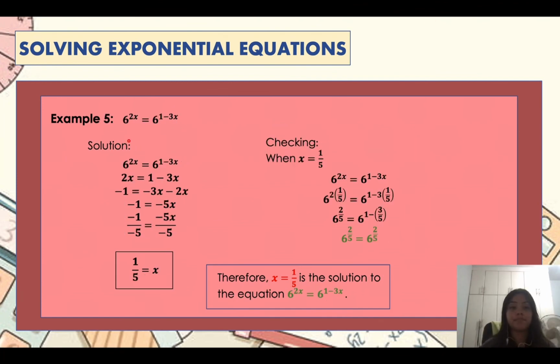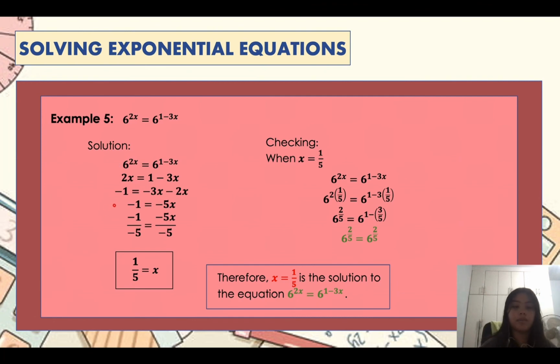Number 5. 6 raised to the power of 2x is equal to 6 raised to the power of 1 minus 3x. Since the base is the same, we directly bring down the exponent. So 2x is equal to 1 minus 3x. We then combine like terms. So we transpose this and we transpose this.